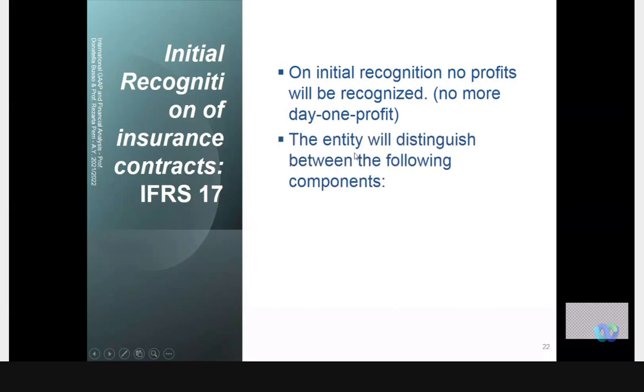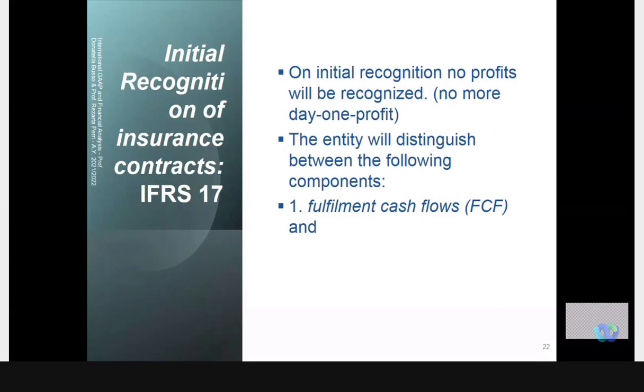And the second thing is that the entity shall distinguish between two following components that are really important and really specific only for insurance contracts. That is, you will not hear them in other standards. The first one is the fulfillment cash flows. What is fulfillment cash flows? Now, cash flows, we all know what they are. Cash flows are money that goes in and out, and usually the company calculates a net cash flow. How much money did I receive, less how much money did I pay? That is the net cash flow that is left for me as a company.